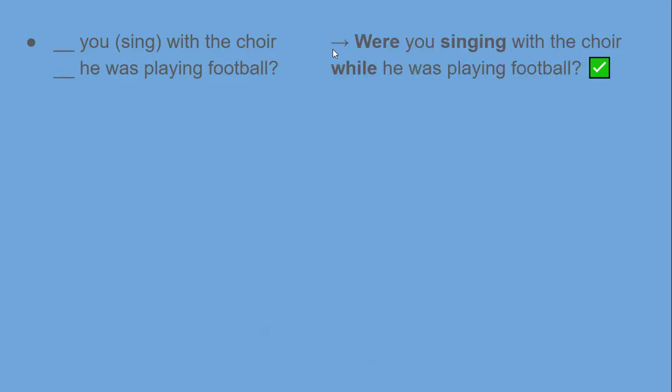Next up, gap: you sing with the choir. Gap: he was playing football. Subject, you, and therefore for the subject you, we have to use the past verb to be, were, and the verb needs to end with an ing. The second action is also continuous. We need to therefore link the first action to the second action using while. The correct full sentence is therefore, were you singing with the choir while he was playing football?